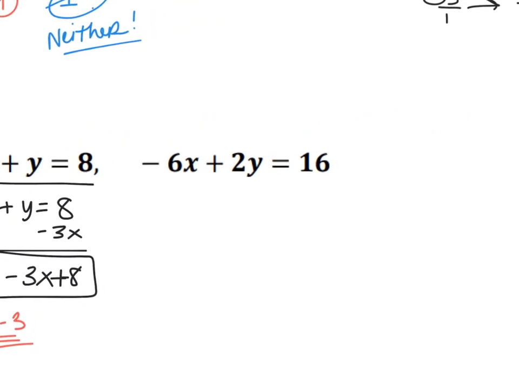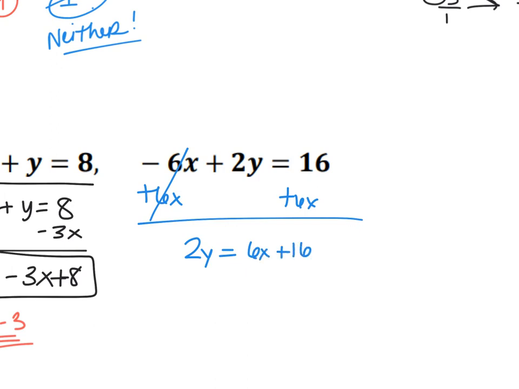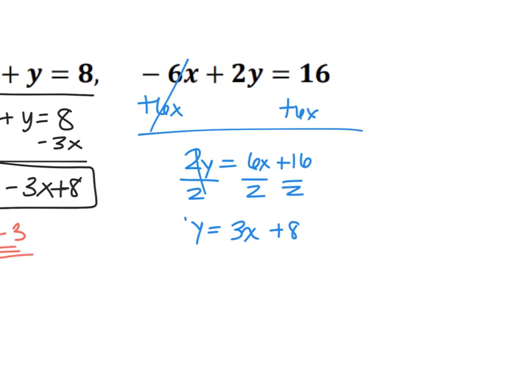Now I have -6x plus 2y equals 16. The only way to get rid of a -6x is to add 6x. So I get 2y equals 6x plus 16. The only thing I can do to get rid of that 2 is divide by 2. So I get y equals, because remember I have to divide everything by 2, 6 divided by 2 is 3, so I have 3x, and then 16 divided by 2 is 8. I'm going to box that equation. My slope of this line is 3, because 3 is attached to my x.